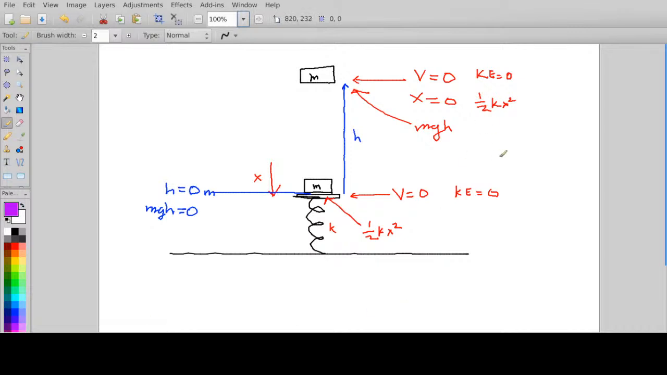To solve this problem, all you have to do is equate this to that one down there. And problem solved. So it's actually pretty trivial.